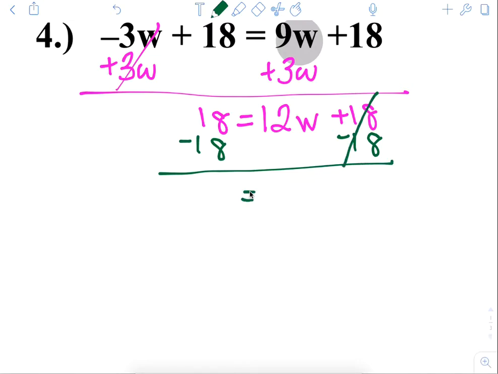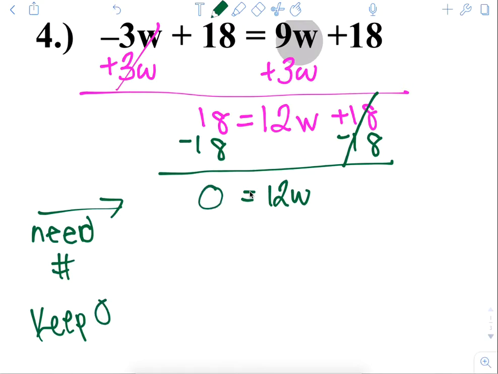You cannot just say 12 equals w, okay? That doesn't line up. There's no equal sign there. I agree you have 12w, but you need a number here. Okay, well, what is 18 minus 18? Keep the 0.